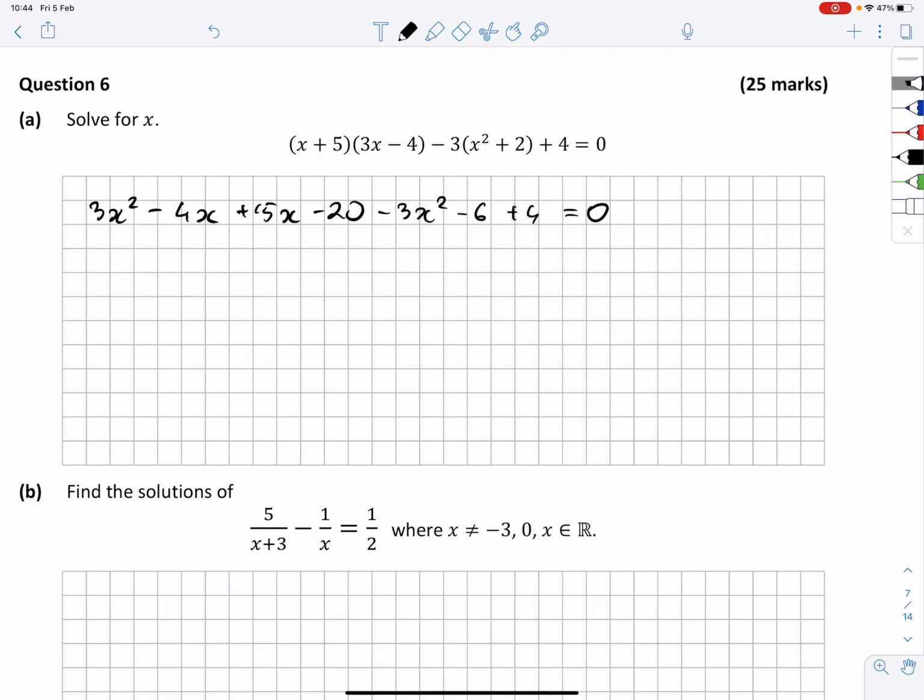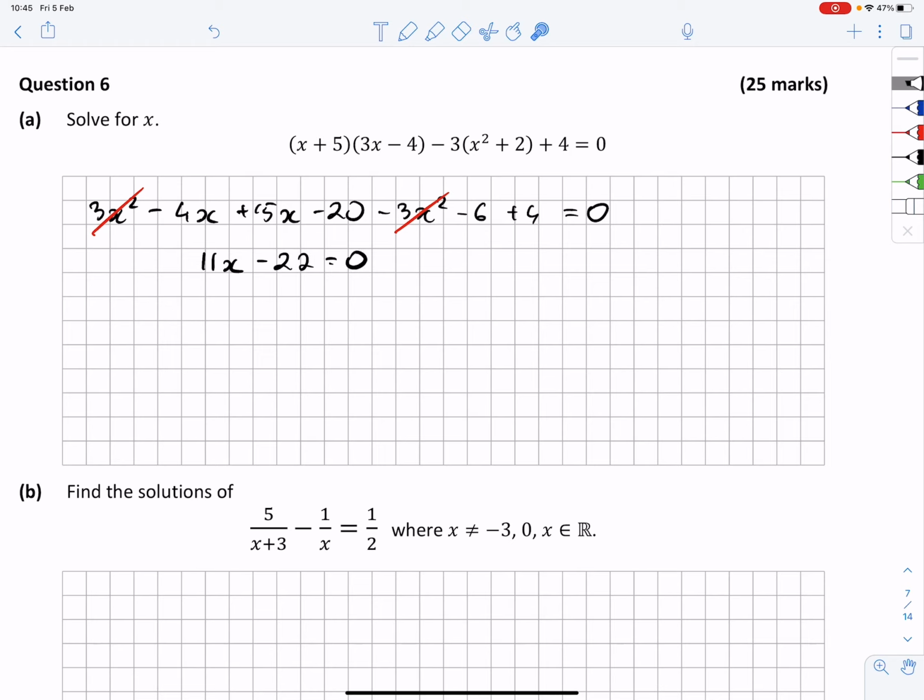Now I can simplify this by first of all noticing that minus 3x squared and 3x squared cancel. Then by adding minus 4x plus 15x, I can write that as 11x. And then by adding minus 20, minus 6, minus 26, plus 4 is minus 22. 11x minus 22 equals 0.